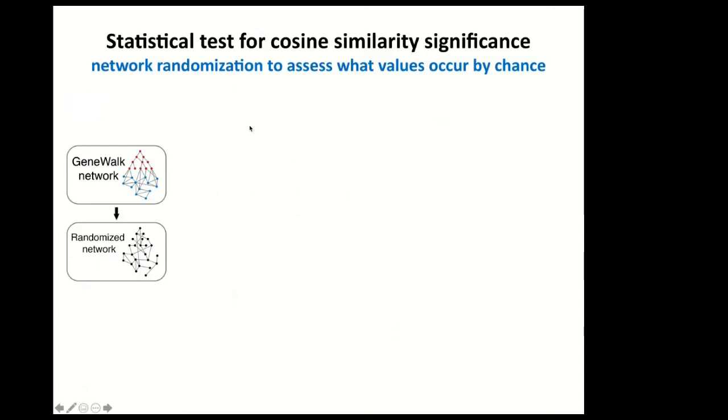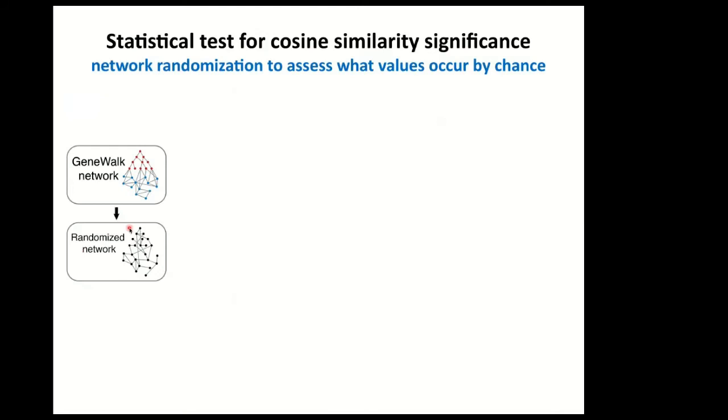So what I added beyond the GeneWalk vector network representation learning is also a statistical test to get the significance for the gene functions. So how does this work? So we have the GeneWalk network. We randomize the network.